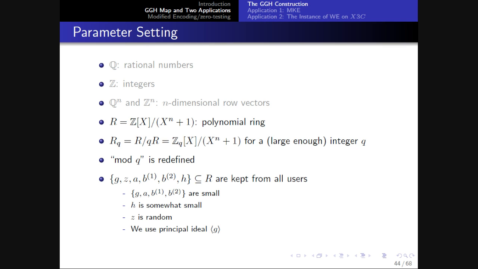Now, GGH map and two applications. First, parameter setting. Here, we can see that R is a polynomial ring. RQ is another polynomial ring for integer Q. Mod Q operation is redefined. Then, I emphasize that 6 elements G, Z, A, B1, B2, H from R are kept from all users, where G, A, B1, B2 are small. H is somewhat small, Z is random. Then we use principal ideal generated by G.